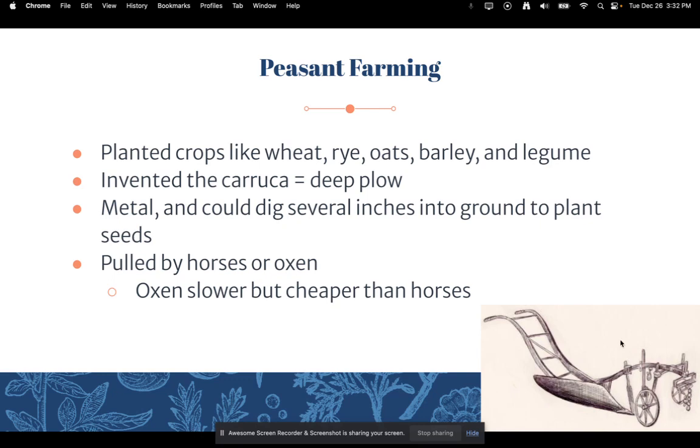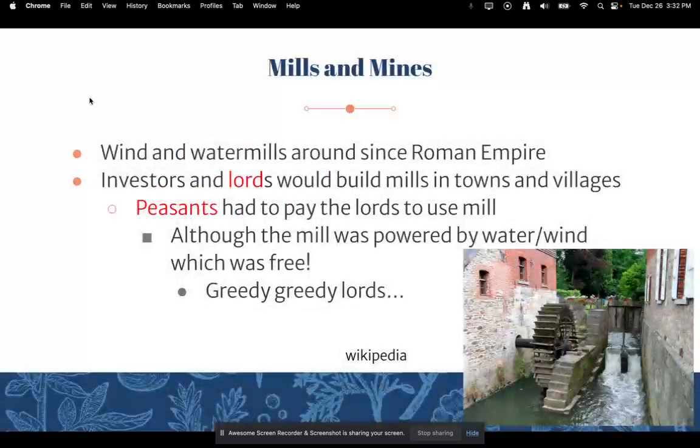The really cool thing about plows during the Middle Ages is that down here, where the tip digs into the soil, it is made out of metal, so it could dig several inches into the ground to plant the seeds. It was typically pulled by horses or oxen, so they'd be hooked up right here, and then there would be a person right here where the handlebars are. Oxen were slower than horses but a lot cheaper.